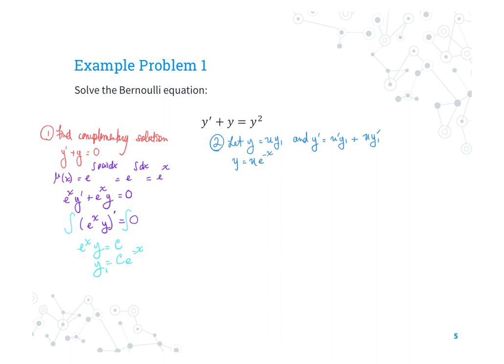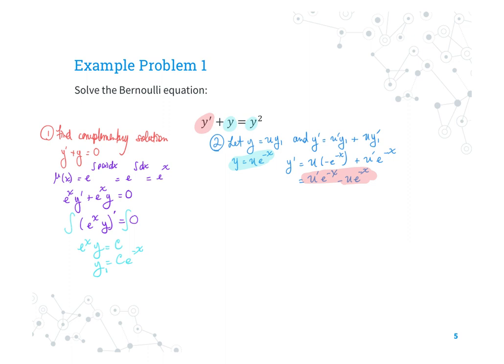So to find y prime, we need u times negative e to the negative x plus u prime e to the negative x. In this case, I'm going to switch the order around a little bit, and make it u prime e to the negative x minus u e to the negative x. So now we have to plug these back in. We need to plug y into both of these y's, and then also plug y prime into this y prime.